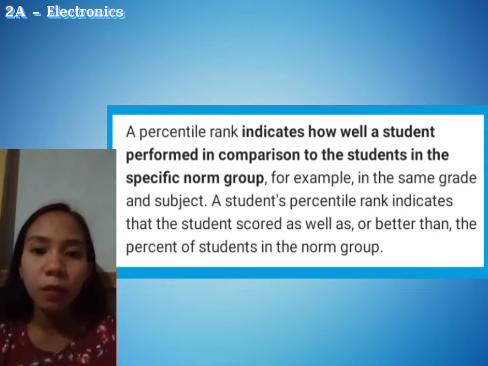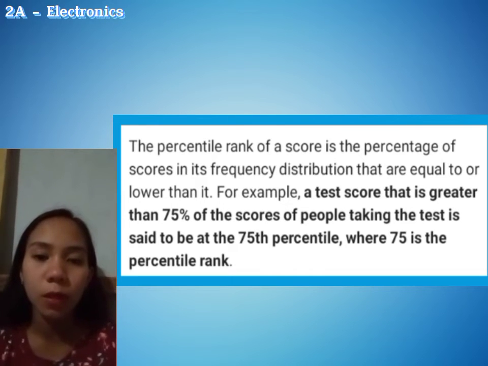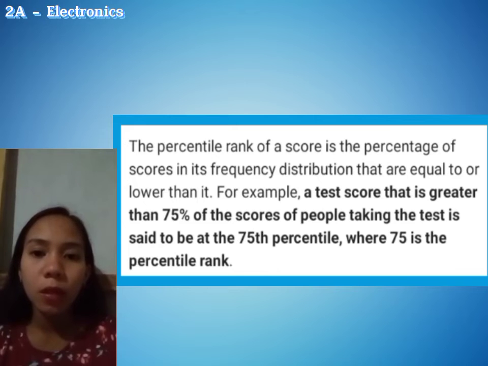Percentile rank. A percentile rank indicates how well a student performed in comparison to the students in the specific norm group. For example, in the same grade and subject, a student's percentile rank indicates that the student scored as well as or better than that percent of students in the norm group. The percentile rank score is the percentage of scores in its frequency distribution that are equal to or lower than it. For example, a test score that is greater than 75% of the scores of people taking the test is said to be at the 75th percentile, where 75 is the percentile rank.